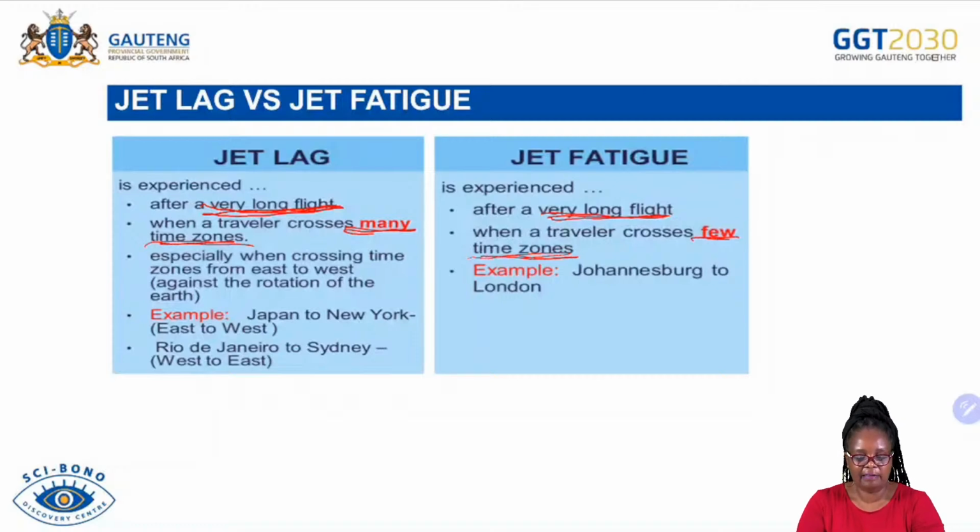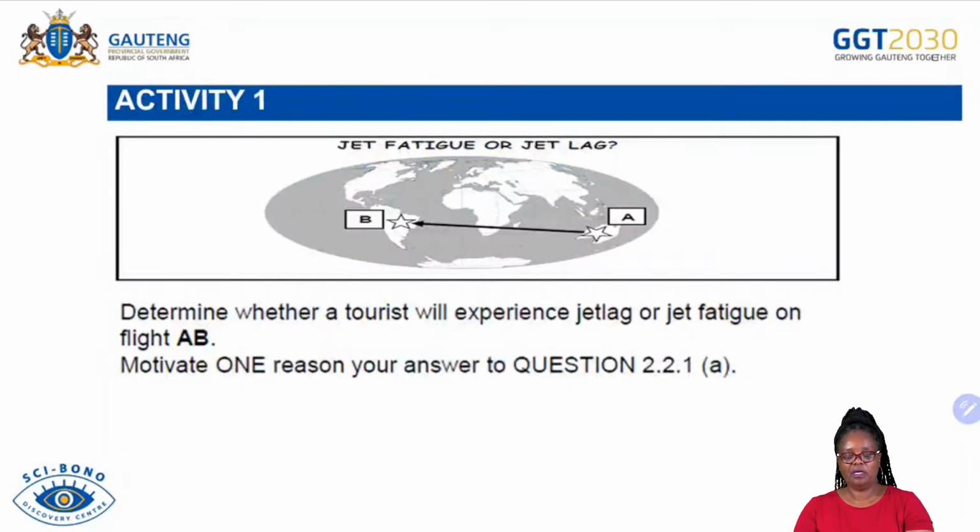Then jet lag is especially when we're crossing time zones from east to west, moving against the rotation of the earth. Look at the example. Jet lag: when you move from Japan to New York, it will be east to west. Rio to Sydney, west to east. Then jet fatigue, like we said, is few time zones. Examples include moving from Joburg to London. So these are the differences between the two.